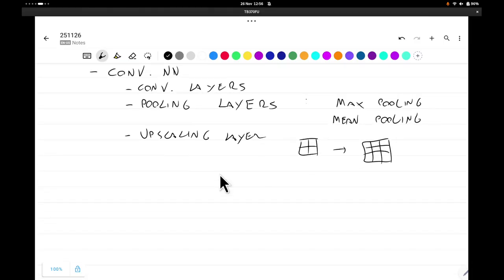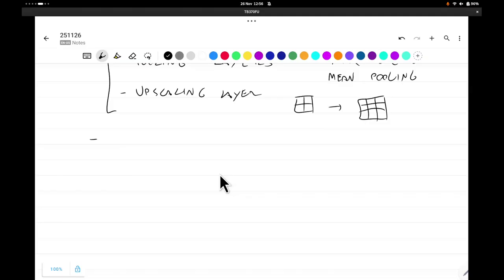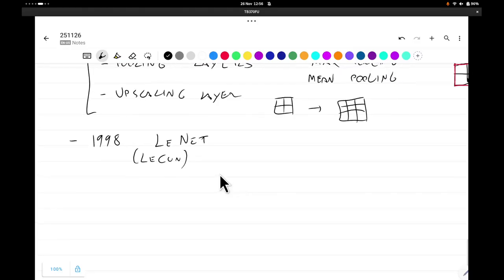Right. So when we combine this type of layers, we have a convolutional network. And now it's time to show a little bit of a Hall of Fame. The breakthrough was in 1998, I think. 1998 was the LeNet, because the guy behind it is called Yann LeCun, who is still one of the most important researchers in neural networks.